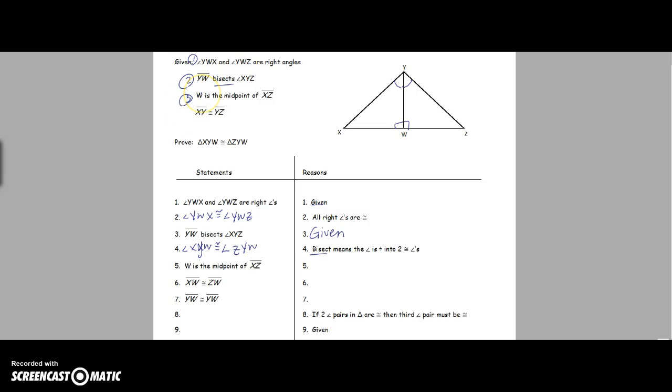The next given we have is that W is the midpoint of XZ. W is the midpoint of XZ, and we know that because it's given. And midpoint, if you remember, means that it cuts that segment into 2 congruent parts. So we can say XW is congruent to ZW, just like we marked with our little dash marks. And we can say that because midpoint means it cuts XZ into 2 congruent parts.